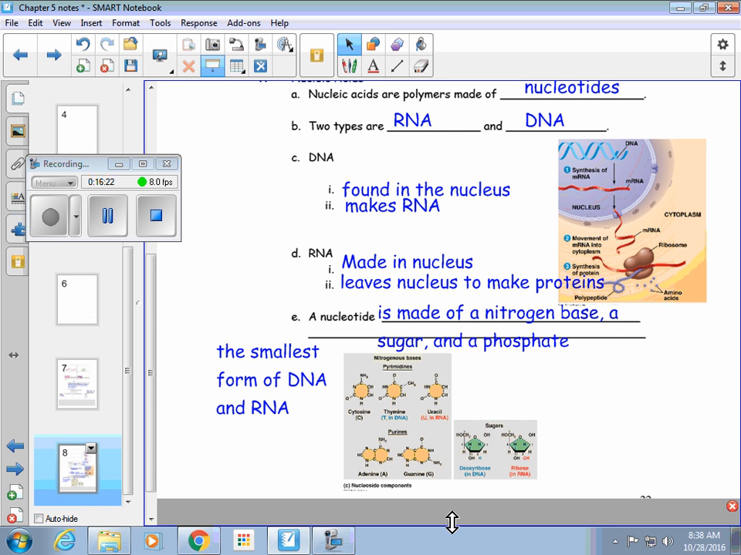But this nucleotide is the smallest form of both DNA and RNA. A nucleotide is a monomer of a nucleic acid, just like amino acid is to a protein and a monosaccharide is to a carbohydrate. So that is our information on organic molecules, their characteristics, their structures, and their functions, and I hope this helps.